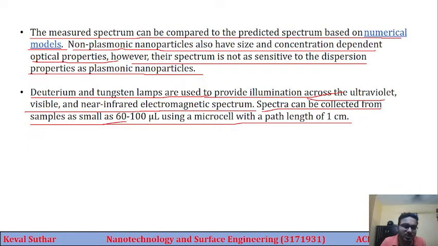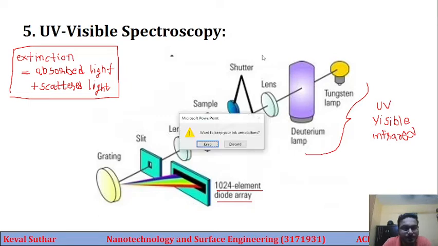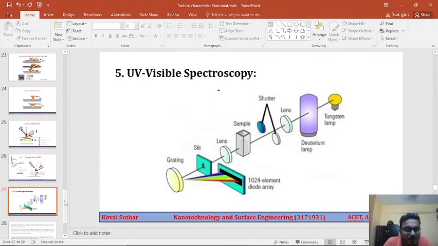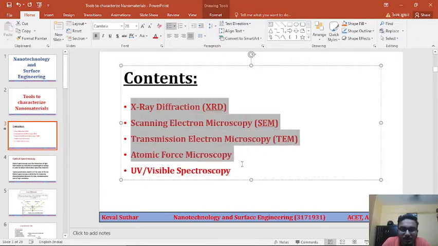We have already discussed the last point, that deuterium and tungsten lamps are used to provide illumination across the ultraviolet, visible, infrared and electromagnetic spectrum. Here the spectra can be collected from samples as small as 60 to 100 microlitres using the microcell with a path length of 1 centimeter. So that is the end of UV/visible spectroscopy as well as the end of this entire chapter. So we have covered the last portion, that is ultraviolet or visible spectroscopy, in this lecture, and we have covered all the topics.